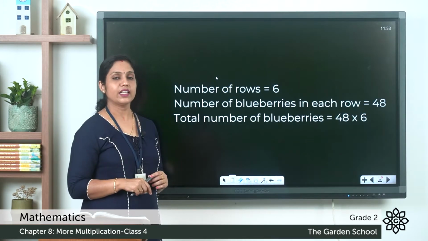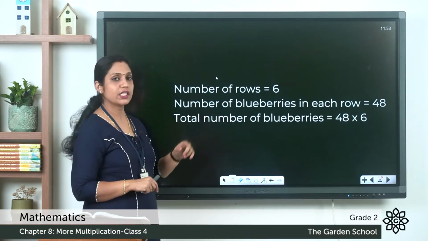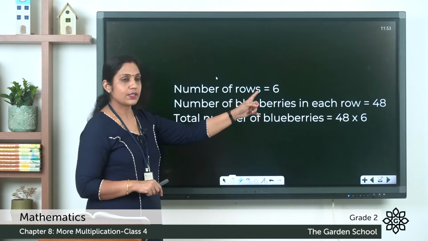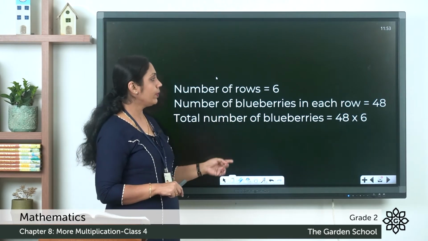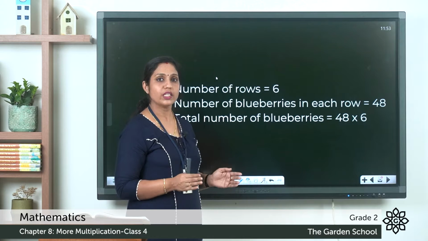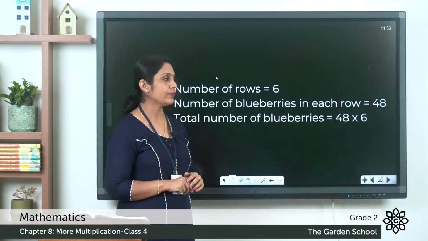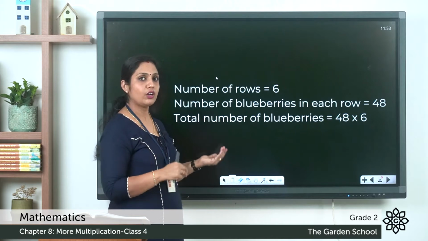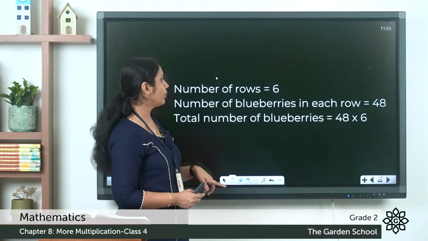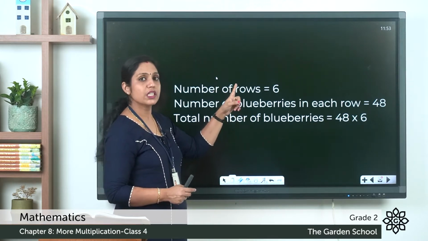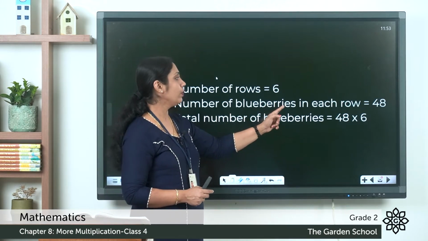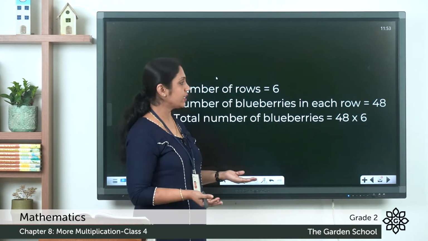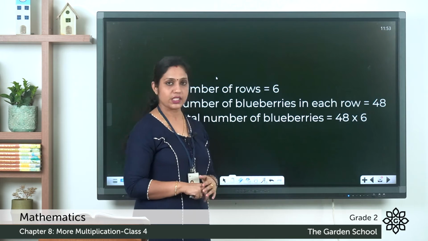So, let's start writing the steps. Number of rows is equal to 6. Number of blueberries in each row is equal to 48. Now, we have to find out the total number of blueberries. So, for finding out the total number of blueberries, we have to multiply number of rows into number of blueberries in each row. So, that is 48 into 6.